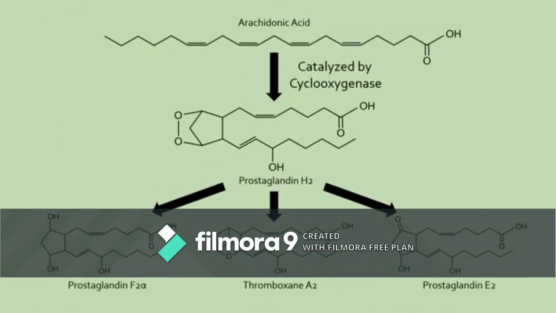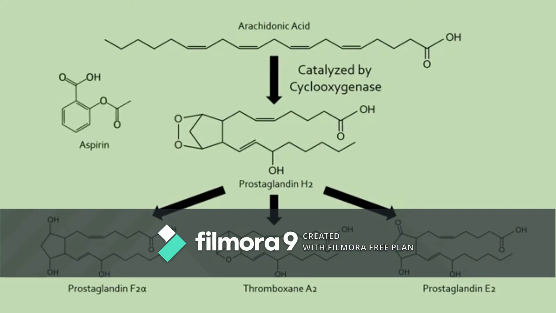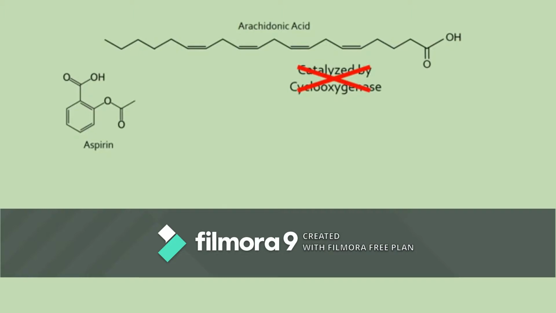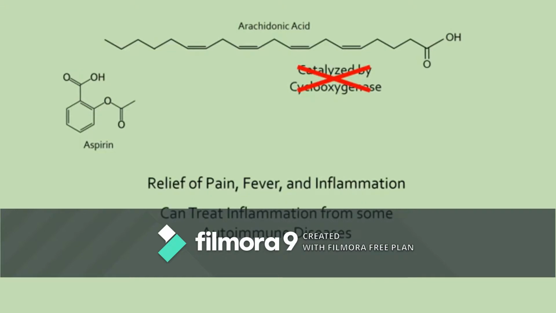What aspirin does is that it stops cyclooxygenase from working, which blocks prostaglandin synthesis and results in temporary reduction of prostaglandin-induced pain, fever, and inflammation, until cyclooxygenase activity returns to normal. This inflammation doesn't have to just come from infections. Inflammation from some autoimmune diseases such as rheumatic arthritis can also be relieved using aspirin.